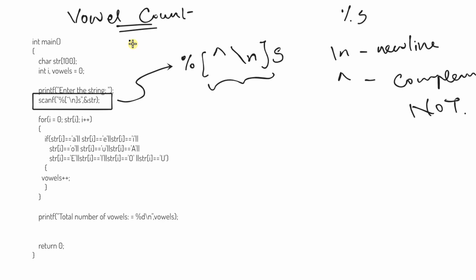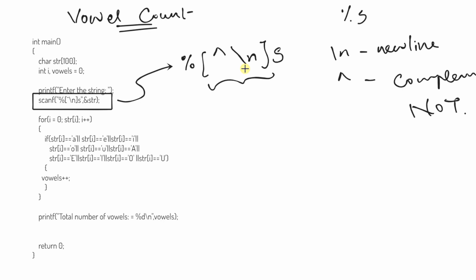Not operator means excluding this; if anything else comes, it will be accepted. For a sentence, when we hit enter or the new line, it won't be accepted in this particular string. When we give a sentence like "vowel count", vowel will be accepted, space will be accepted, count will be accepted. When we go to the next line, we have to hit enter, and that time it won't be accepted. So only one particular string will be accepted. That is why we are excluding backslash n, meaning excluding the new line. If any other alphabets or characters come, they will be accepted in the string. That is the meaning of this format string.